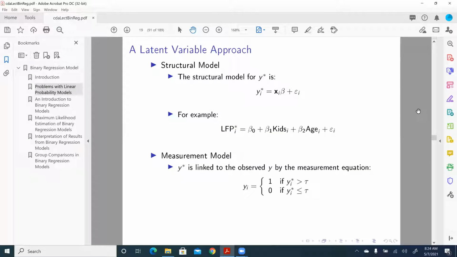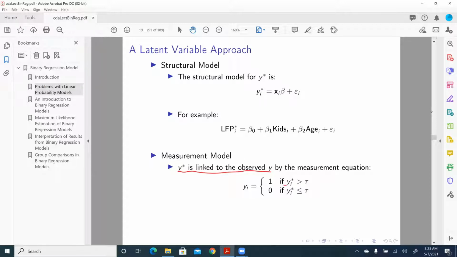And we have this measurement model, in addition to the structural model, relating y star to y. That is, y star is linked to the observed y. Again, I have to remind you that y star is unobserved. So y star is linked to the observed y by the measurement equation.